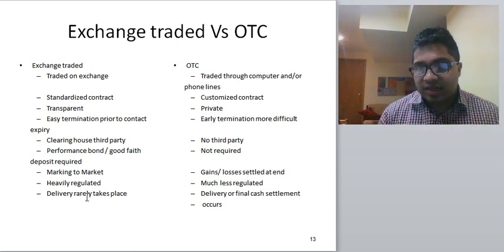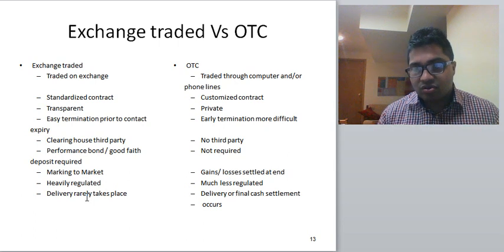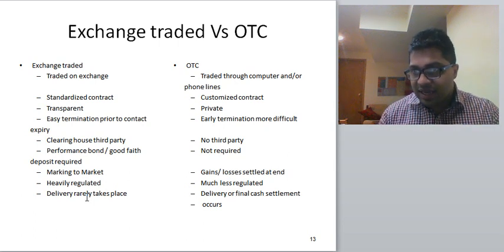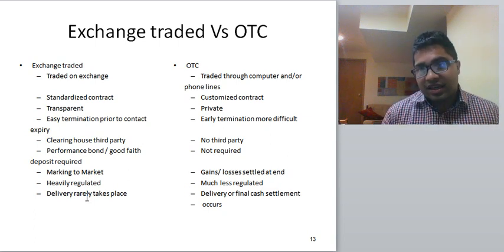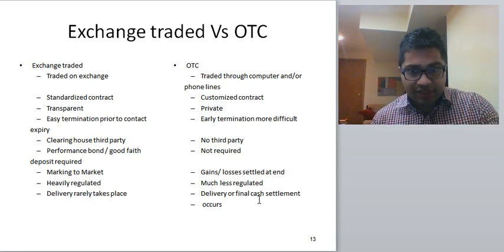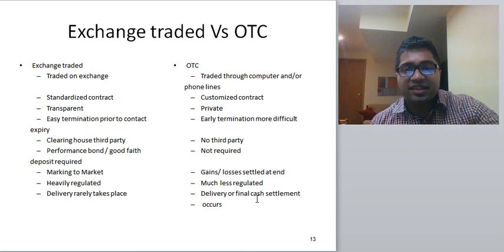Delivery rarely takes place, so mostly they are cash settled. So if I am losing, I pay in cash. If I'm gaining, I get paid in cash. And in OTC, delivery can happen or final settlement can happen.